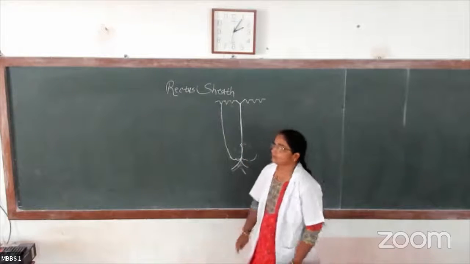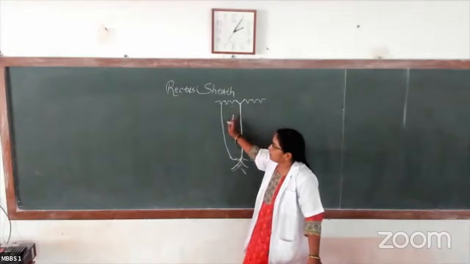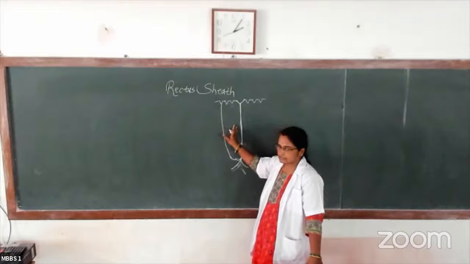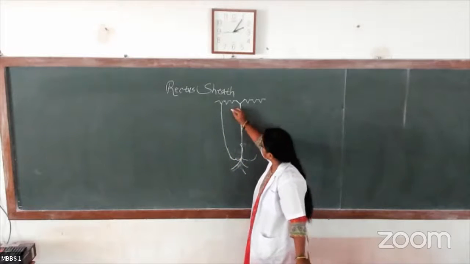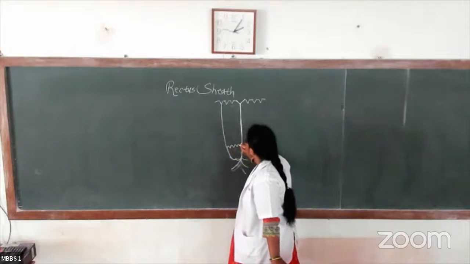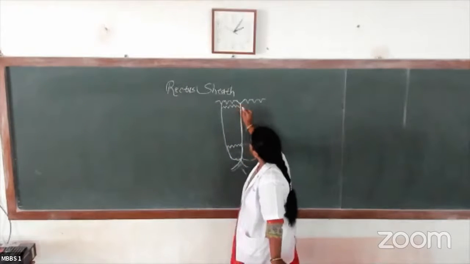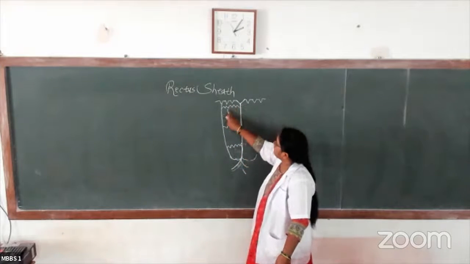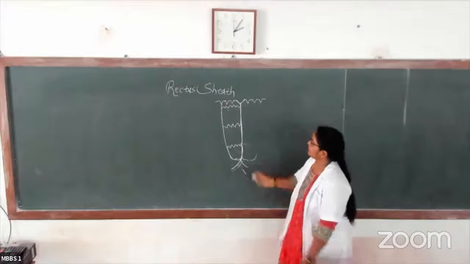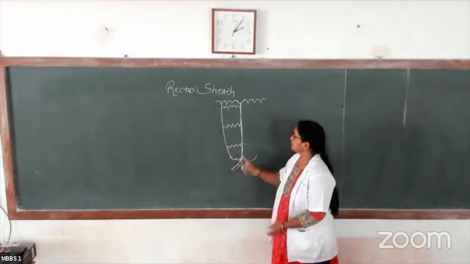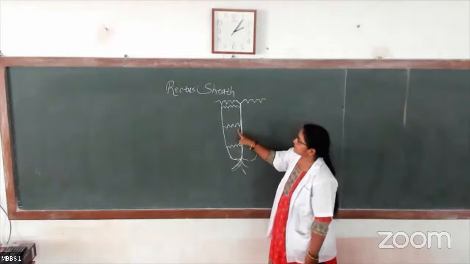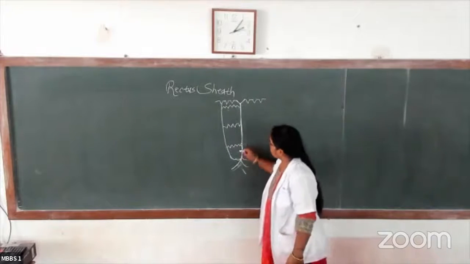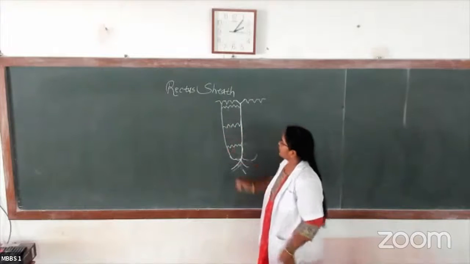Now this linea alba is a tendinous raphe which is formed by the interlacement of the aponeurosis of all the 3 flat muscles of the abdominal wall. So this is the rectus abdominis. It has 3 tendinous intersections: one at the level of the xiphoid process, second at the level of the umbilicus, and the third midway between these 2. Now this is the one-sided rectus abdominis.